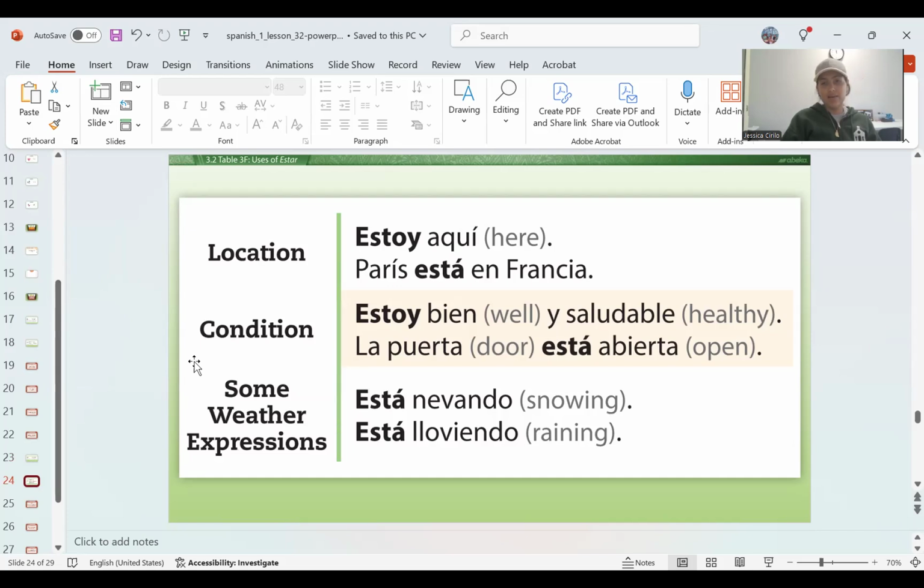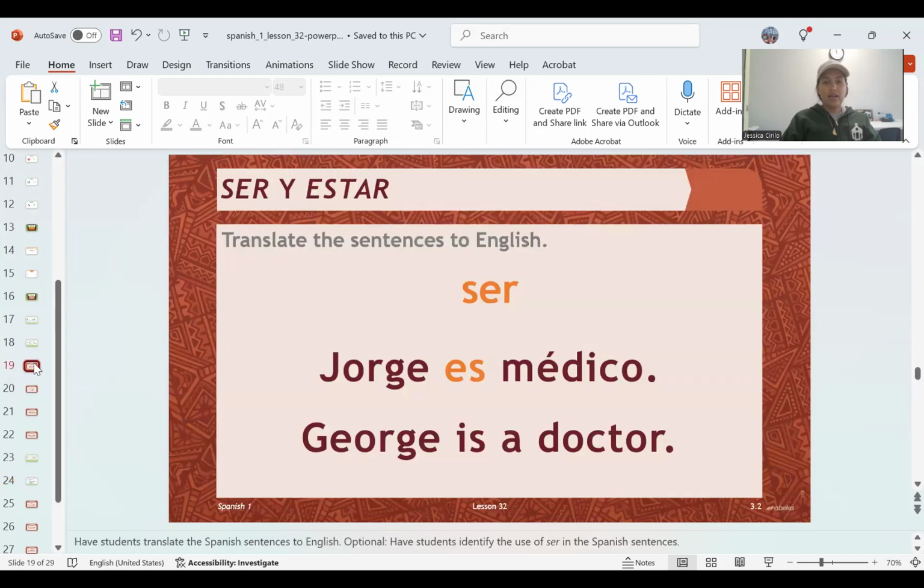París está en Francia. Paris is in France, okay? Condition, to talk about a condition. Estoy bien y saludable. I'm well and healthy. La puerta está abierta. The door is open. You also use estar to talk about some weather expressions. Está nevando, está lloviendo. Okay, it is snowing, it is raining. Again, these are very important tables to know.